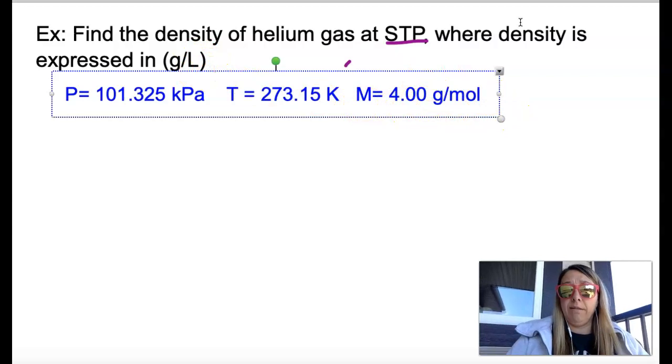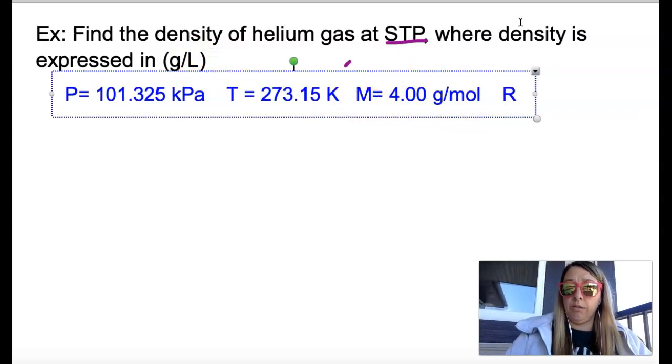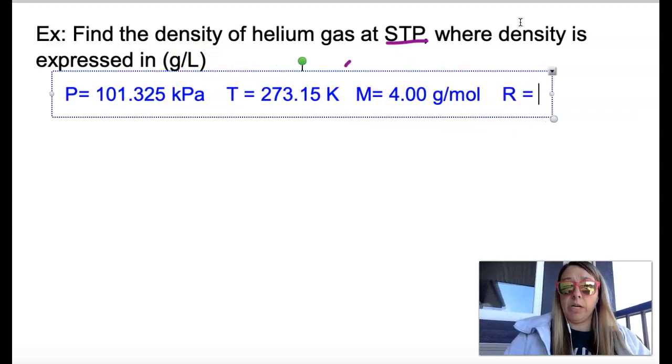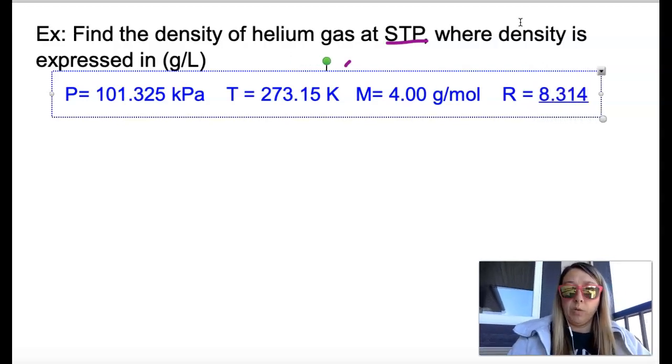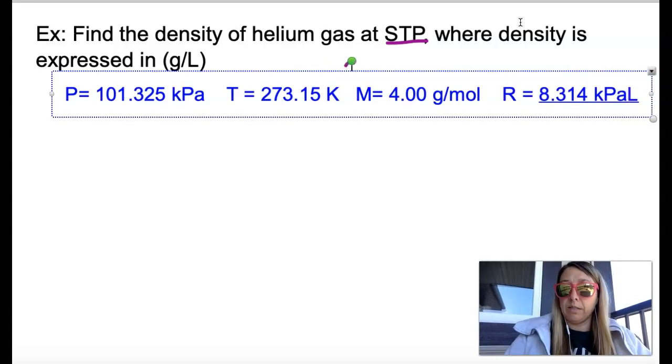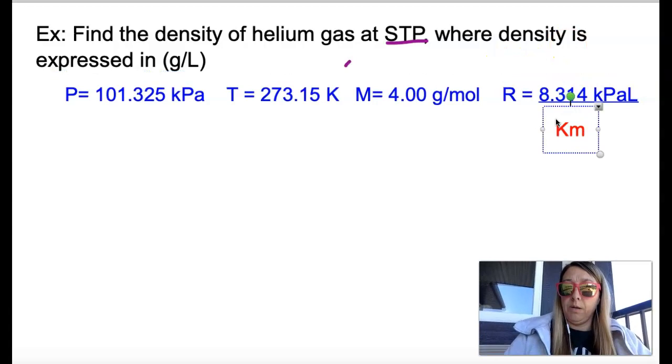The other thing that I have is R, right? We always have the ability to use R, and we're going to have to use R because right now we don't have anything with liters in it. So it's 8.314 kilopascals, liters per Kelvin mole.